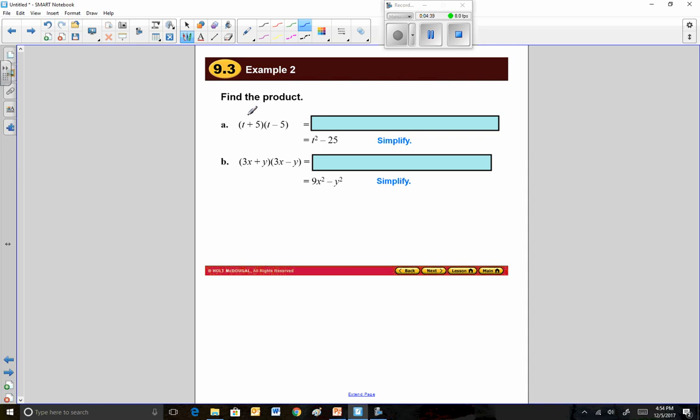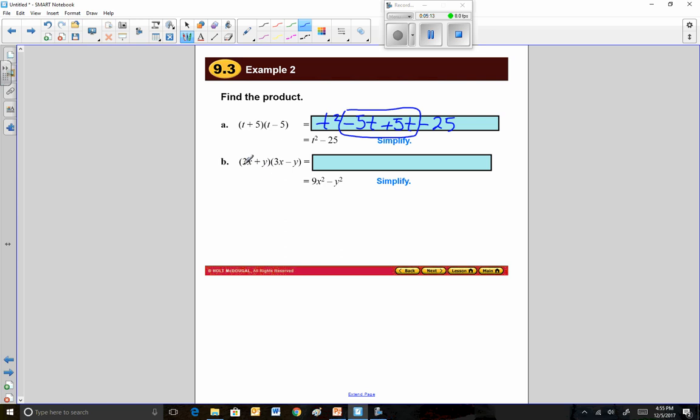All right, so we're going to go ahead and multiply out t times t, t squared. t times negative 5, negative 5t. And then 5 times t, positive 5t. And 5 times negative 5 is negative 25. Notice what happens? The negative 5t and positive 5t, when you put these together, you get 0. So the t's go away because it's 0. So you simply write t squared minus 25.